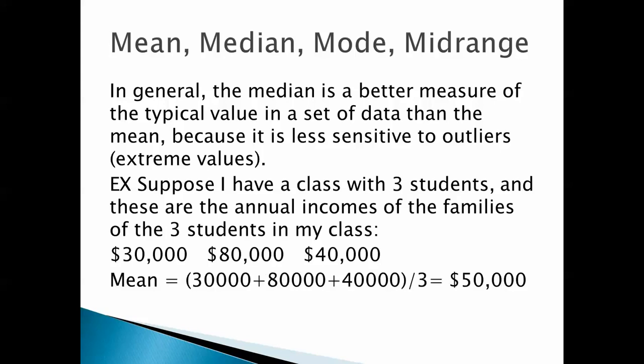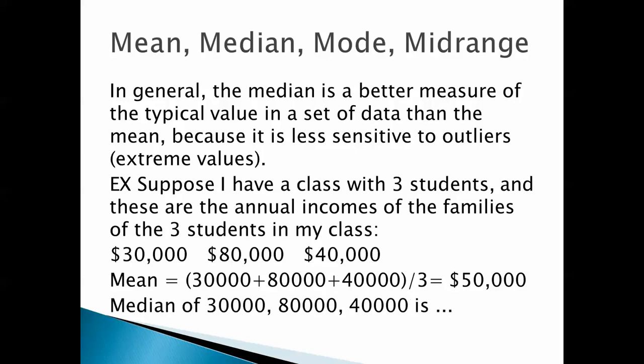Okay, the mean is the sum of these incomes divided by 3. So we end up with $50,000. The median of $30,000, $80,000, and $40,000 is, well, we need to put them in order first. $30,000, $40,000, $80,000, and when you find the median, it's the middle value. In other words, it's $40,000.